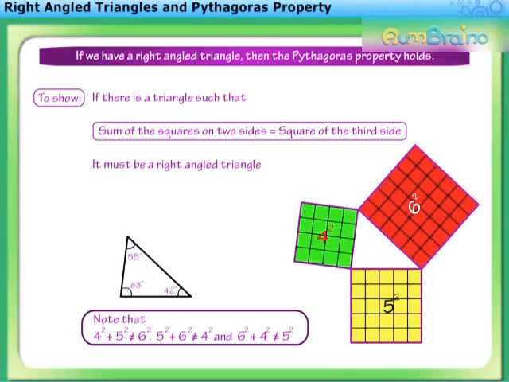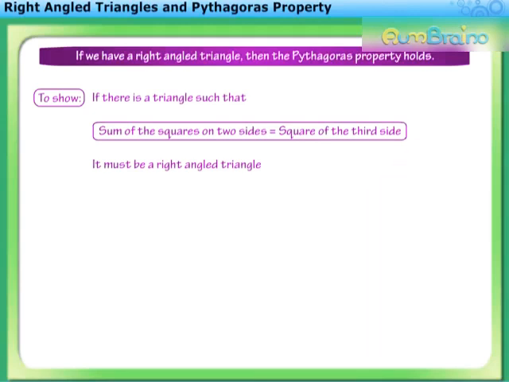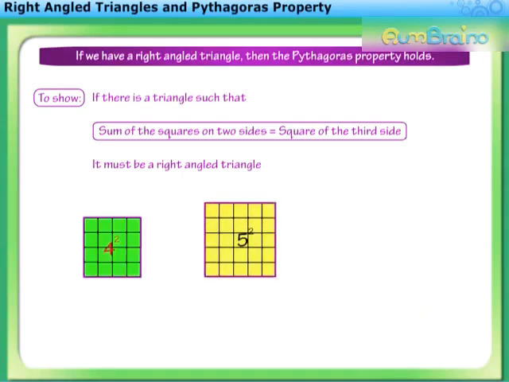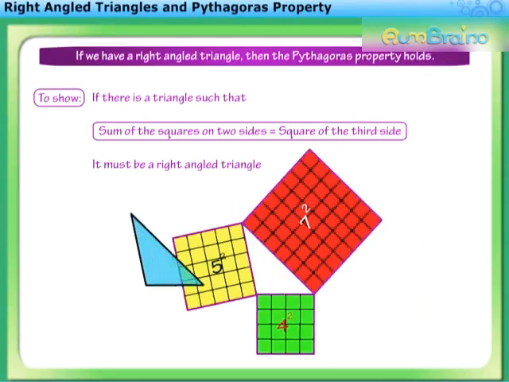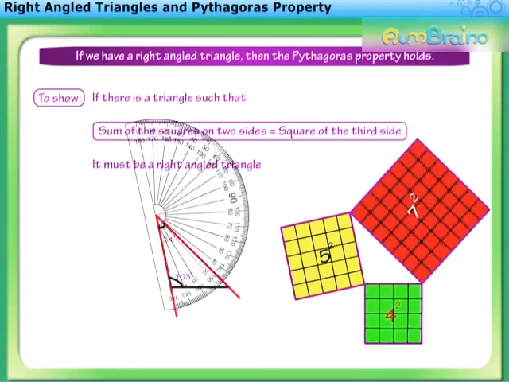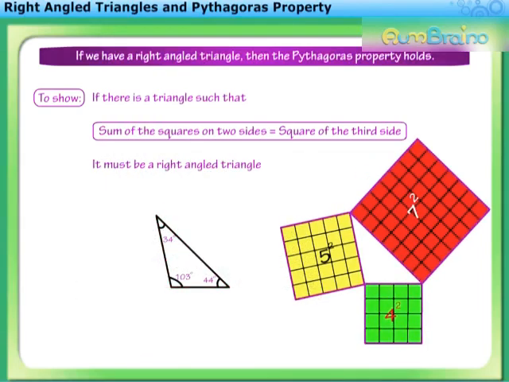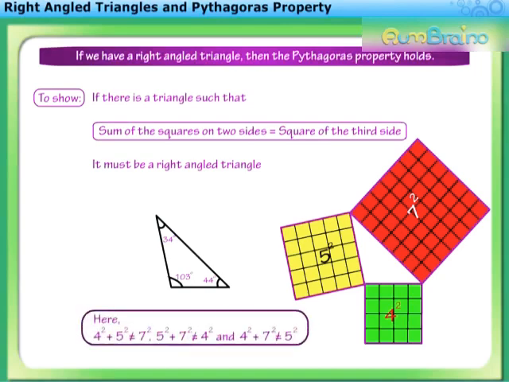Let us repeat the above activity with squares whose sides have lengths 4 centimeters, 5 centimeters, and 7 centimeters. In this case, we get an obtuse angled triangle, in which 4 square plus 5 square is not equal to 7 square. 5 square plus 7 square is not equal to 4 square. And 4 square plus 7 square is not equal to 5 square.